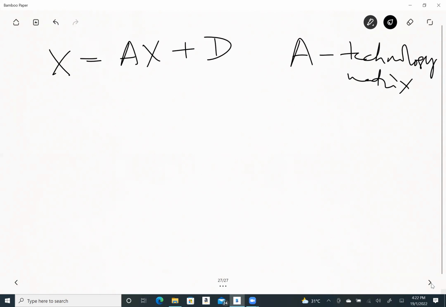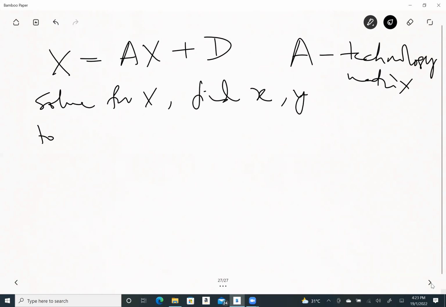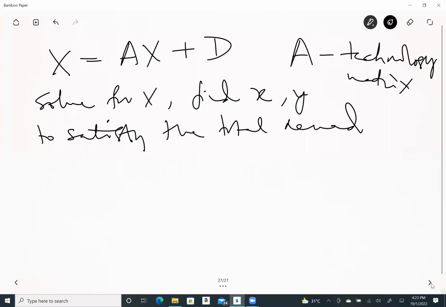But now, what you want to do is solve for X. In other words, you want to find the amount of X, the quantity of the output in the agriculture sector, and Y, to satisfy the total demand. The total demand means the uses as input and also final consumption. So you want to solve for X.